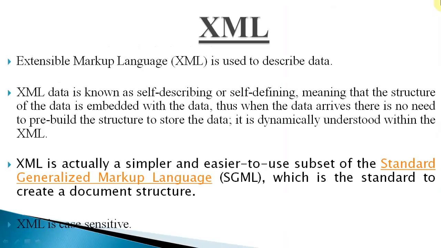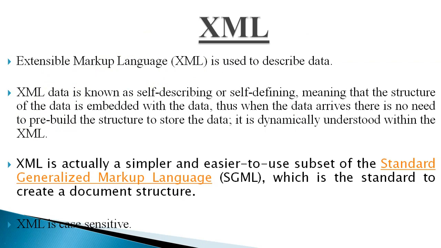XML is an extensible markup language used to describe data, and basically it is used to transport the data from one system to another system. Database connectivity, as you already know, is about accessing data from a database, so that is another thing. XML is basically used for transportation, while HTML has predefined tags and XML has self-describing, self-defining tags. This is the difference between XML and HTML.